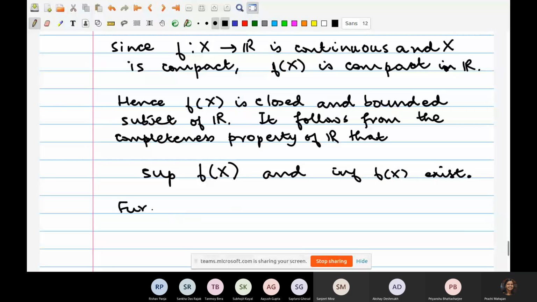Furthermore, in general, the supremum of a set may or may not belong to that set, which means that the supremum of f(X) may not belong to that set. But here I claim that the supremum of f(X) belongs to the set f(X). Why is that the case?